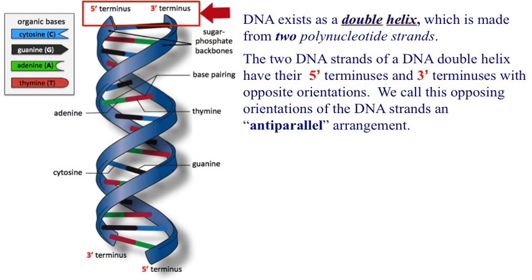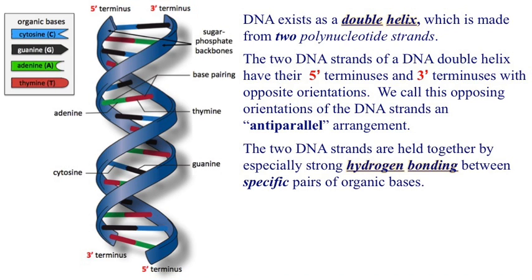Note that at the top of the double helix structure, the 5' terminus of one DNA strand is present, and the 3' terminus of the other DNA strand is present. The same is true at the bottom of the double helix. We call this opposing orientation of the DNA strands an anti-parallel arrangement. The two DNA strands are held together by especially strong hydrogen bonding between specific pairs of organic bases.